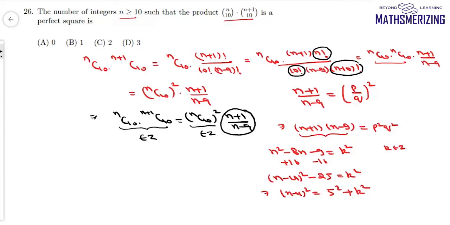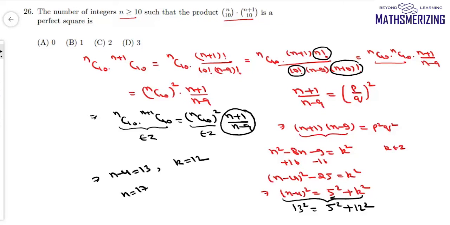Now it forms a Pythagorean triplet. The only Pythagorean triplet containing 5 is 13 square equals 5 square plus 12 square. So from here we can say the value of n minus 4 should be 13 and the value of k should be 12. So here the value of n is simply 17. So the only value of n for which this expression nC10 into n plus 1 C10 is a perfect square is n equals 17.